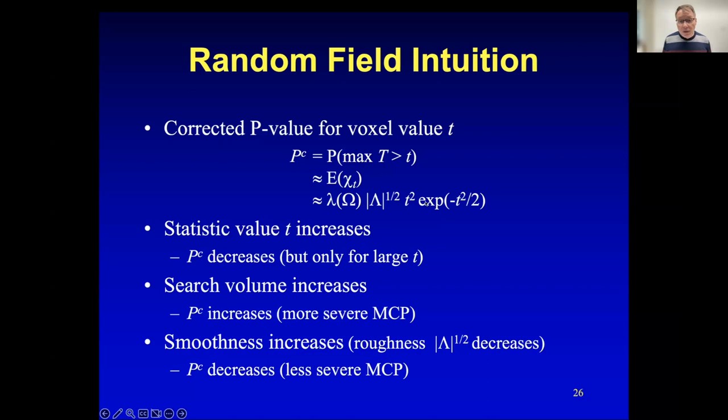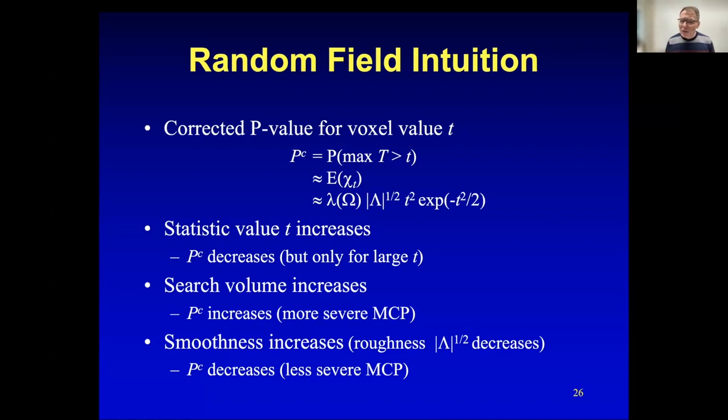Well, it appears twice here, but some math will tell you that the exponential term will dominate. So as t gets bigger and bigger, exponential minus t squared dominates, and the p-value gets smaller and smaller. Make sense? So a bigger t value means a smaller corrected p-value, all things equal. Yeah, that makes sense, right? Bigger statistical evidence against a null hypothesis, smaller p-value. Check.